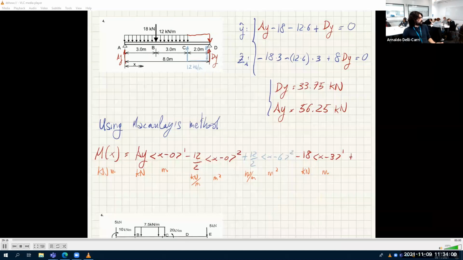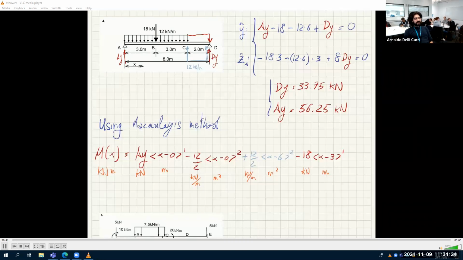Even if you add it there, it never contributes because you're always looking left. If you're always looking left, you never take into account dy. You don't need to put it in. You don't need it at all. That's all. That's it. This is the bending moment expression.